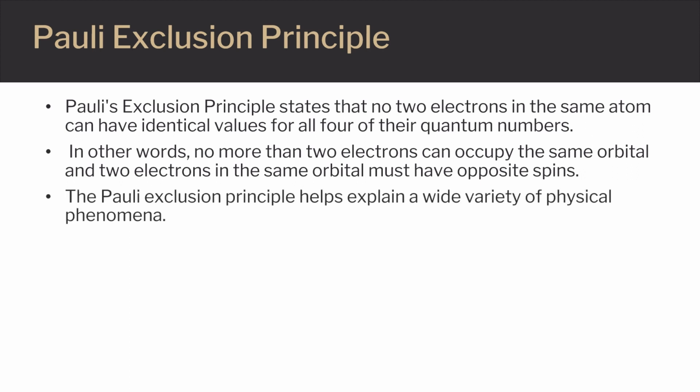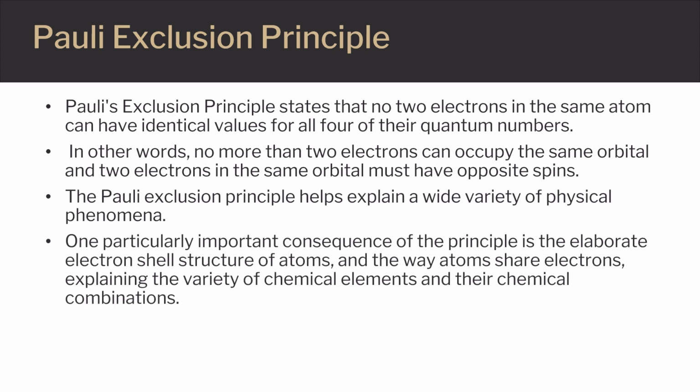The Pauli exclusion principle helps explain a wide variety of physical phenomena. One particularly important consequence of this principle is the elaborate electron shell structure of atoms and the way atoms share electrons, explaining the variety of chemical elements and their chemical combinations.